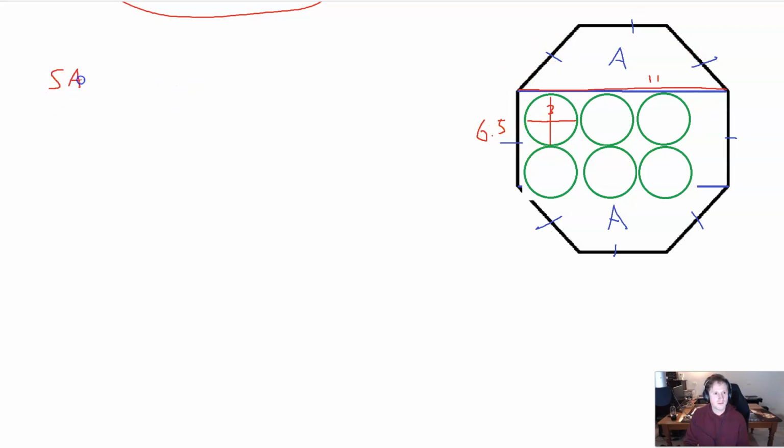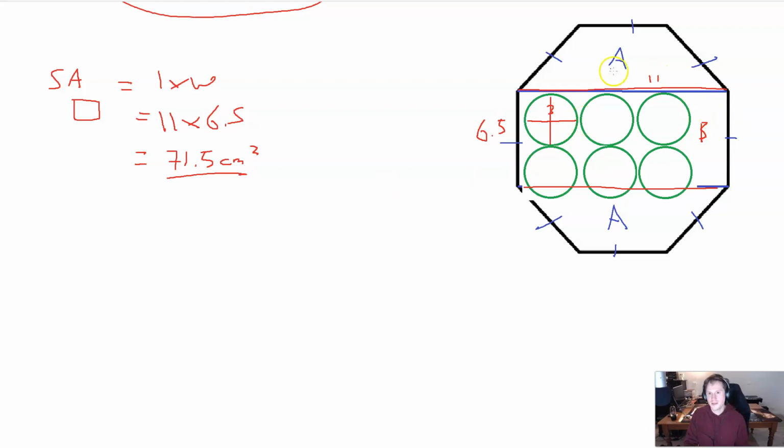So to find the surface area of the rectangle, so this rectangular bit here, which I'll say is shape B, then that's easy. That's just length times width, which is 11 times 6.5, which is going to be 71.5 centimeters squared. So now you've got the trapezium, which is going to be the harder part.